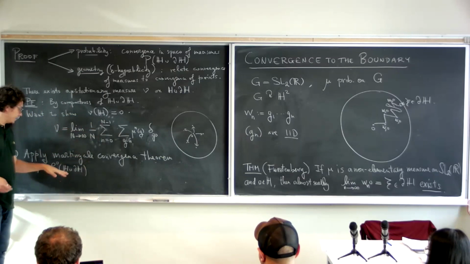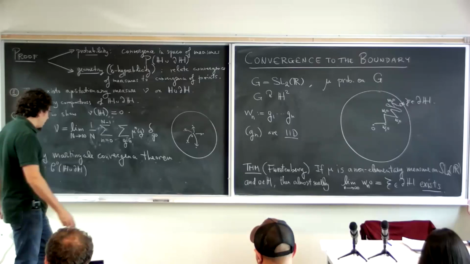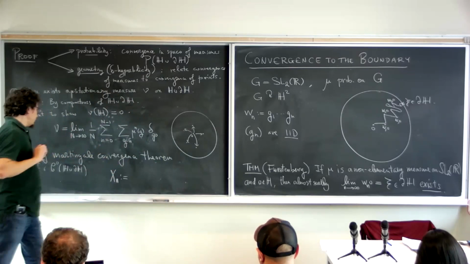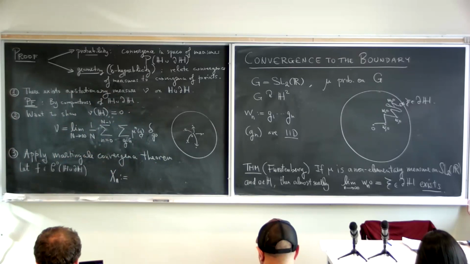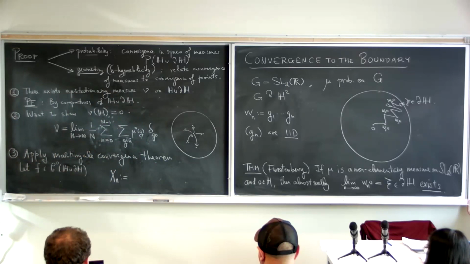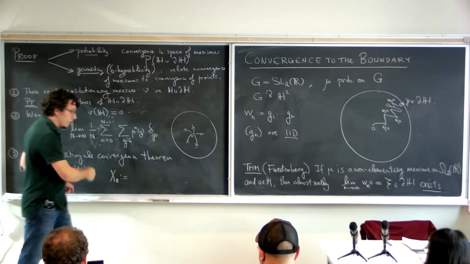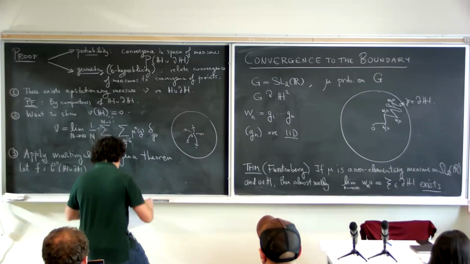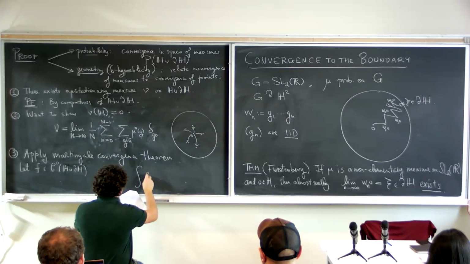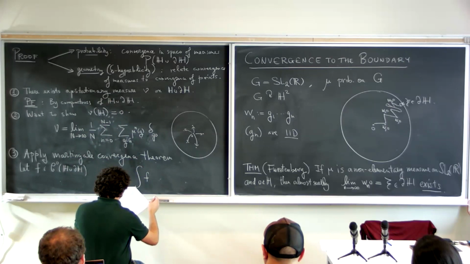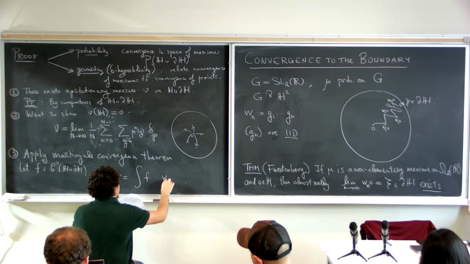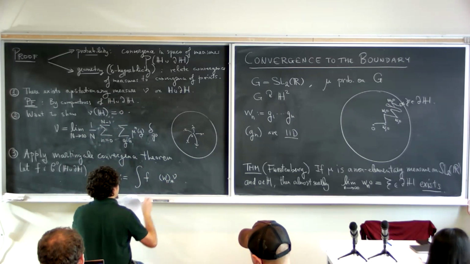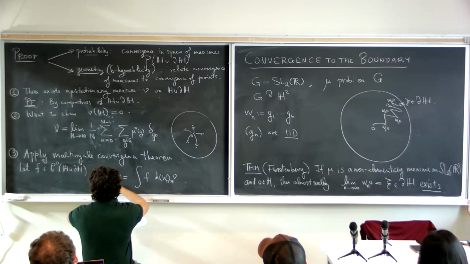Okay, so we define a martingale. How do we define it? We define Xn, which is the average of f on the walk. So you define the integral of f with respect to the pushforward of our measure by the nth step of the walk, and we integrate on this whole space. Let's call the space M.